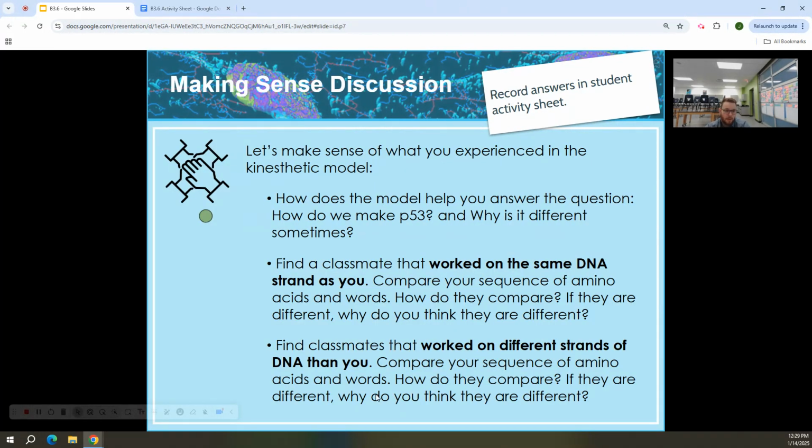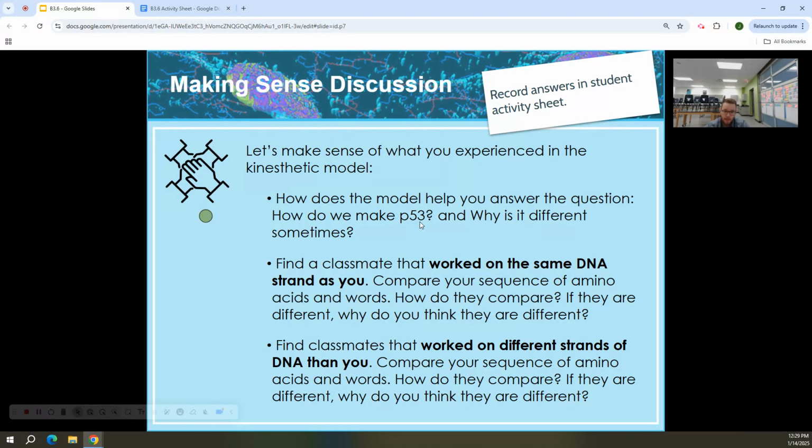Okay, so now we're going to go through our making sense discussion. So we will also have this in the small groups when we're there, but you're going to record answers with your group members. Let's work through it with your group members, and we'll talk through it with me. But you're going to start with how the model helps you answer the question, how we make P53 and why it is different. So to start, we probably need to know what P53 is, right? And hopefully we already have a pretty good understanding at this point coming in that P53 is a protein.